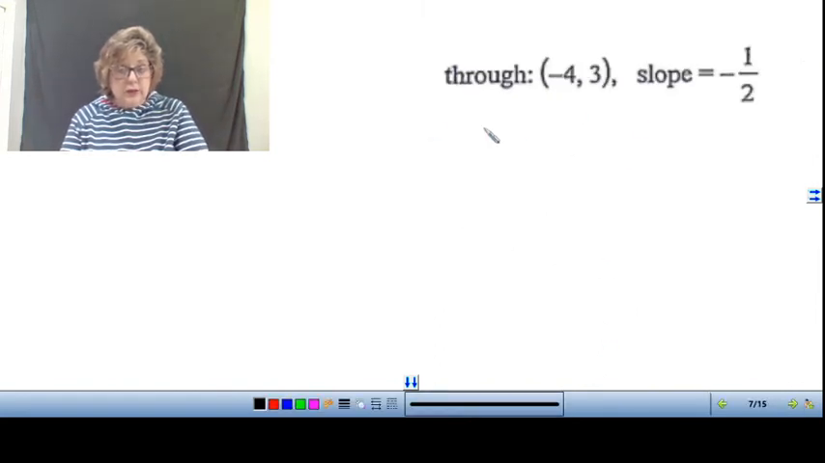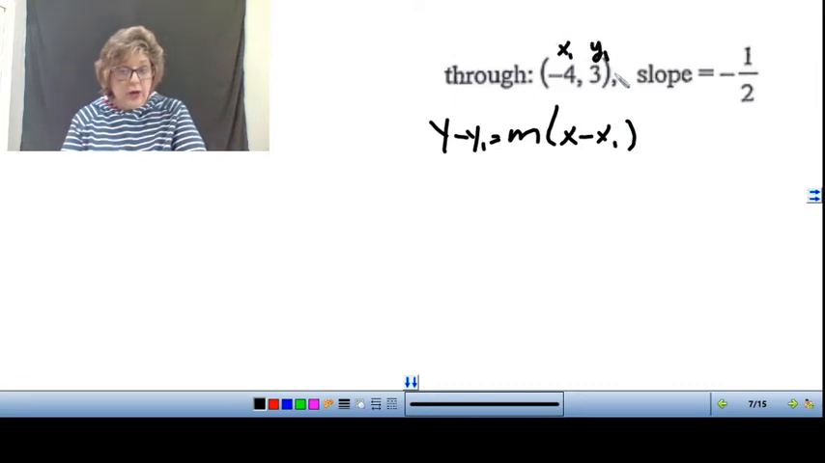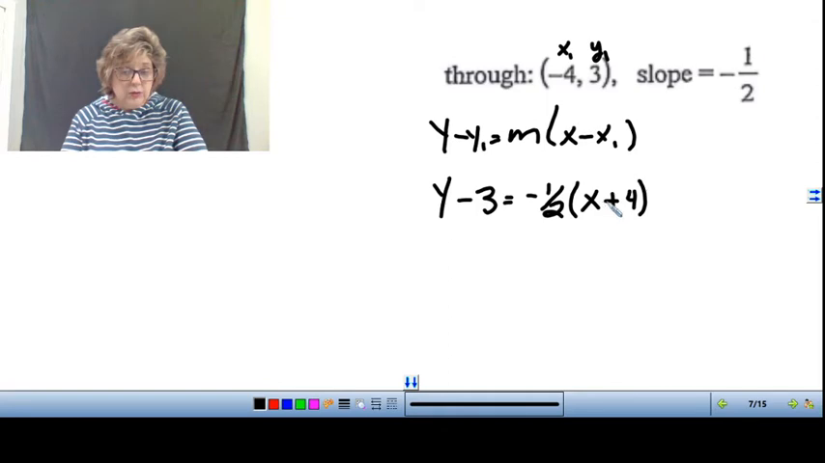Let's look at this one. So I have again, y minus y1 equals slope times x minus x1. Plug in, here's your x1, y1 value, and here's your slope. So this is going to be y minus 3 equals negative 1/2 times x minus a negative 4. And that's what I always do, minus a negative, because minus a negative is a positive, so that would make it a plus.